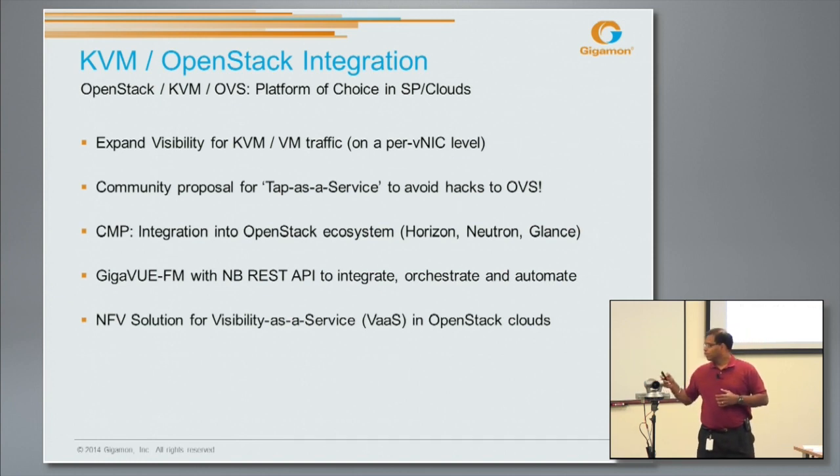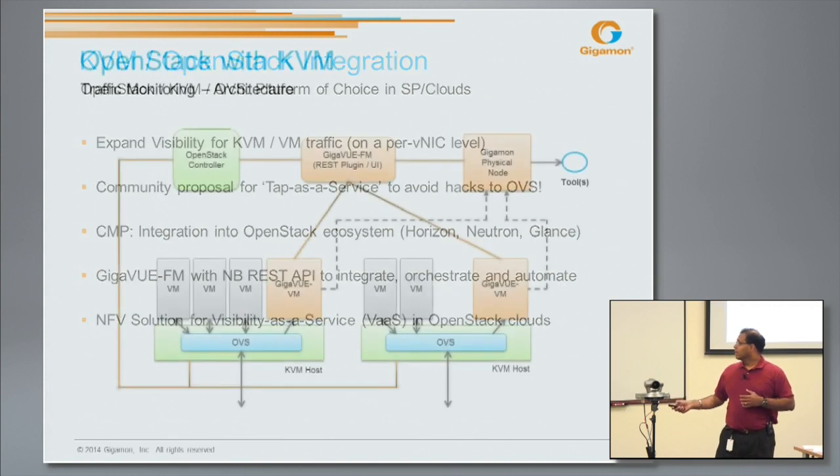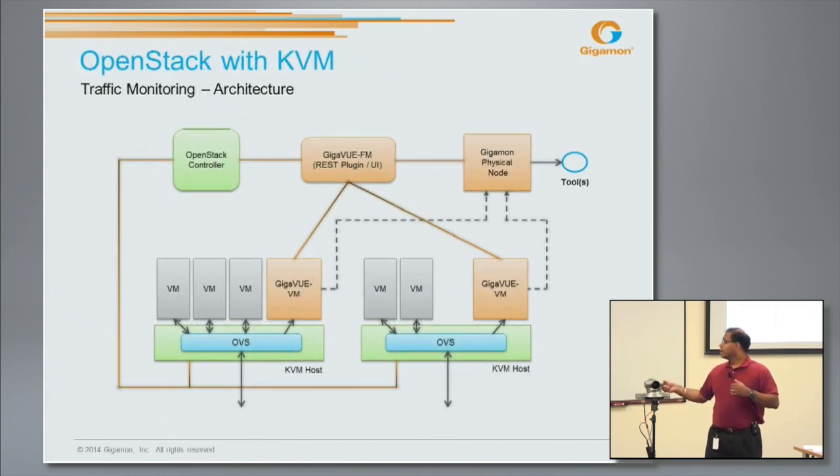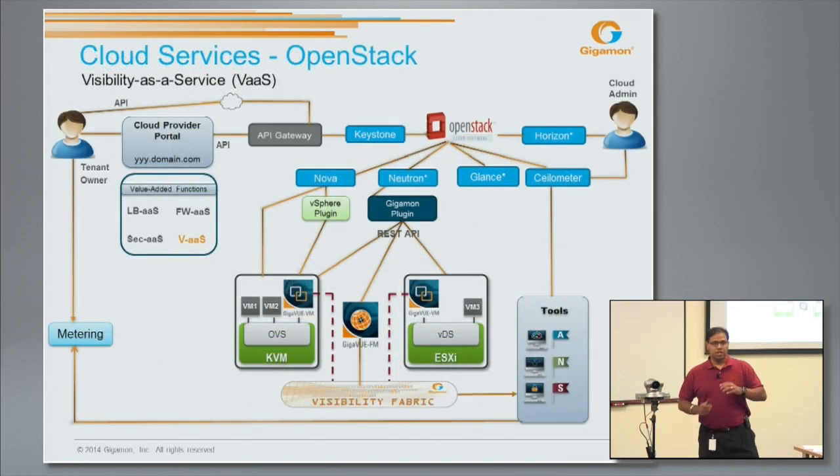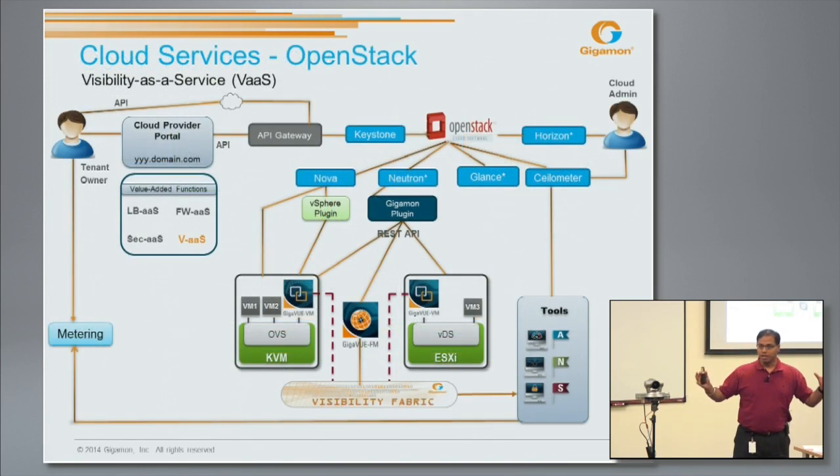So I'll go through a quick picture of what that will look like. Here's what we envision our solution to look like. The OpenStack controller integrates with the GigaVUE Fabric Manager, and the plugin is controlling the virtual appliances on the hypervisor itself, and then sending the traffic over to the physical nodes, to the tools. So a similar picture as before, but now with the OpenStack integration. This is your big picture solution, for example.